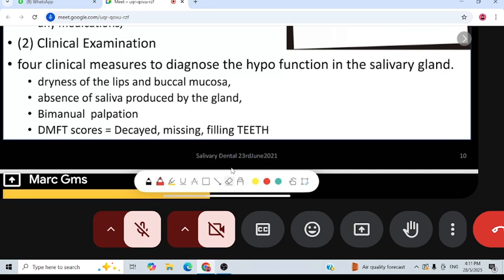So the approaches to patients with salivary gland disorder. You have to get a proper history, whether past or present: whether there are any surgeries done before, any radiotherapy, any systemic problems, and any medication they are taking. And also clinical examination, which has four clinical measures to diagnose hypofunction of a salivary gland. That means the gland is not functioning optimally. They will be dryness of the lips and buccal mucosa, absence of saliva production by the gland, and bimanual palpation.